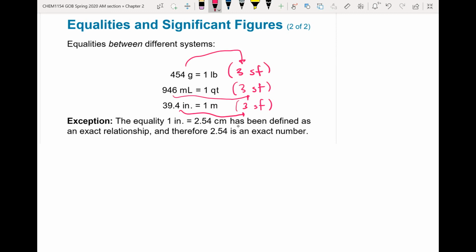My point here, so to summarize that, when you have metric equalities and metric relationships, like comparing one metric prefix to another one, exact. When you go from a metric to a US or a US to a metric, then typically those numbers are going to affect the sig figs you have in your number and in your calculation.